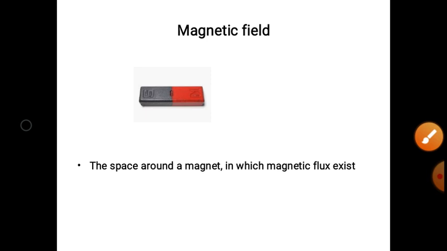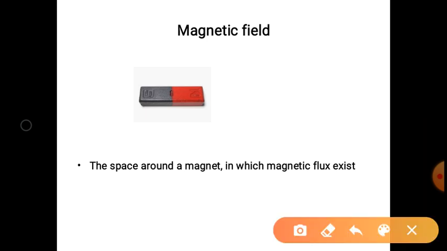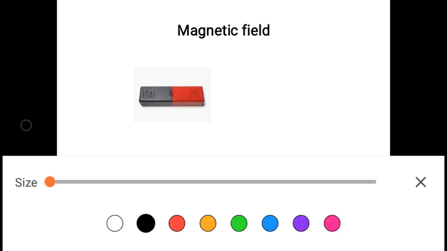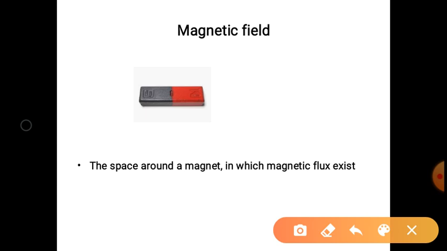And coming to the magnetic field, it is nothing but the space around a magnet in which magnetic flux exists. So I will give you an example here. I will take some iron particles and I will keep it towards this magnet. Those iron particles will be attracted by this magnet. So there is something which is happening. It is called magnetic field. So magnetic field is nothing but the space which is around a magnet in which magnetic flux exists.